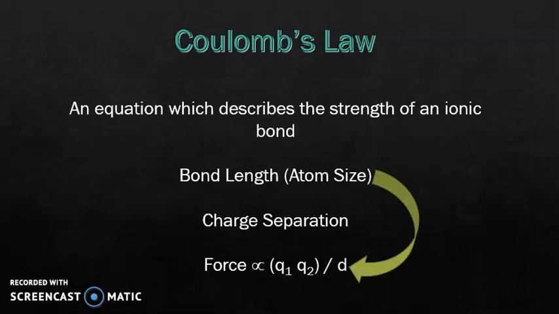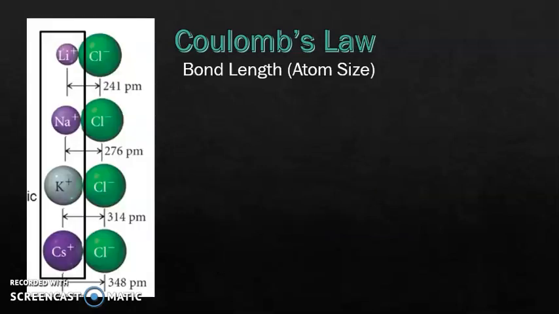Now, to make sure that you know what those terms are, when we're talking about bond length or atomic size, we're referring to D. D is the distance between the nuclei of our two atoms. And when we're talking about Q1 and Q2, we're talking about this charge separation, or how strong those two charges are. Q1 and Q2 refer to the charges of the different ions involved here. So let's take a look at one thing at a time. Let's start with this bond length, or atomic size.